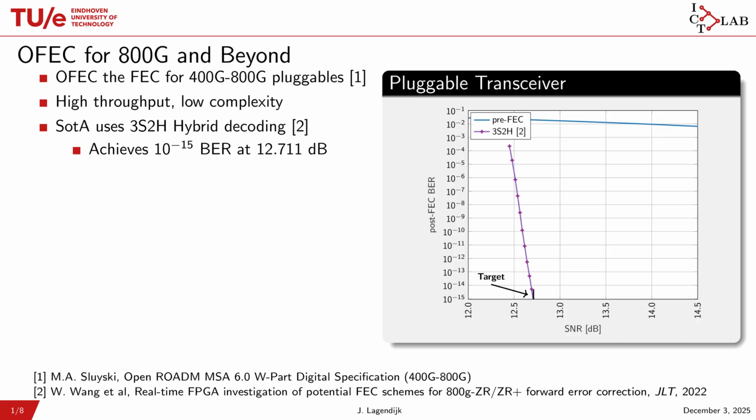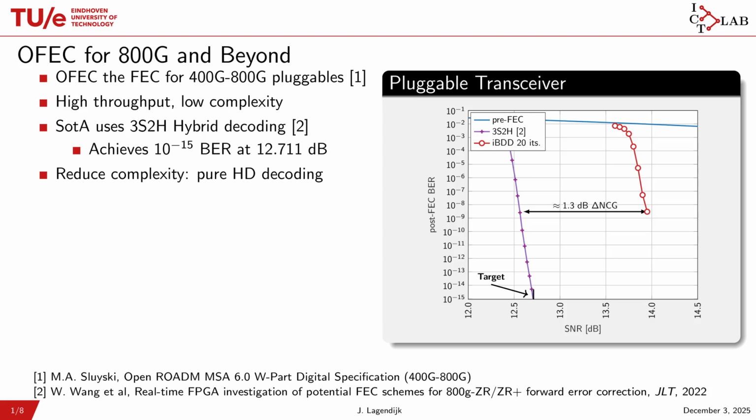The current state of the art implementation uses 3 soft and 2 hard hybrid decoding, where it combines Chase-Pyndiah with iterative bounded distance decoding. The work from reference 2 barely achieves that target. However, this is a relatively complex decoding algorithm with many BDD attempts.